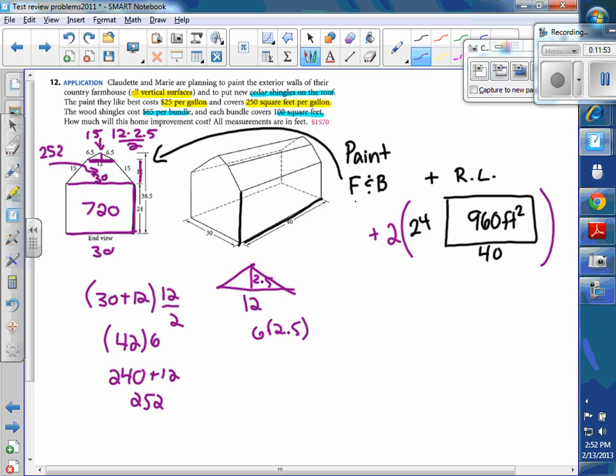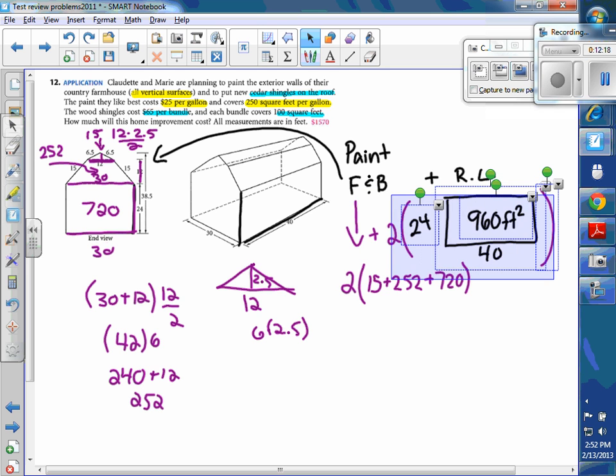So if I look at the front and the back, there are 2 of those. And the 3 numbers that I would add together are 15, 252, and 720. Do you see? And then I'm going to combine that with this guy right here.